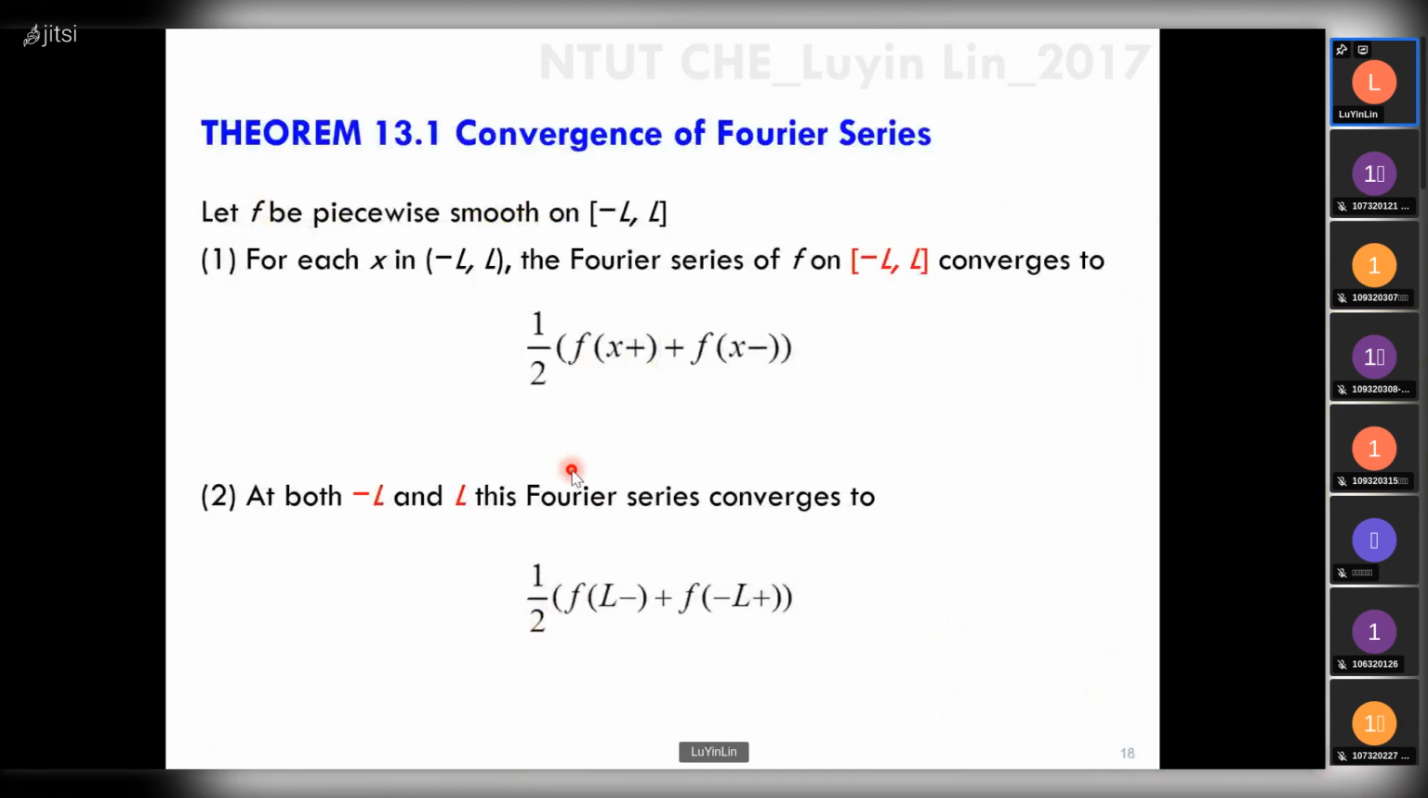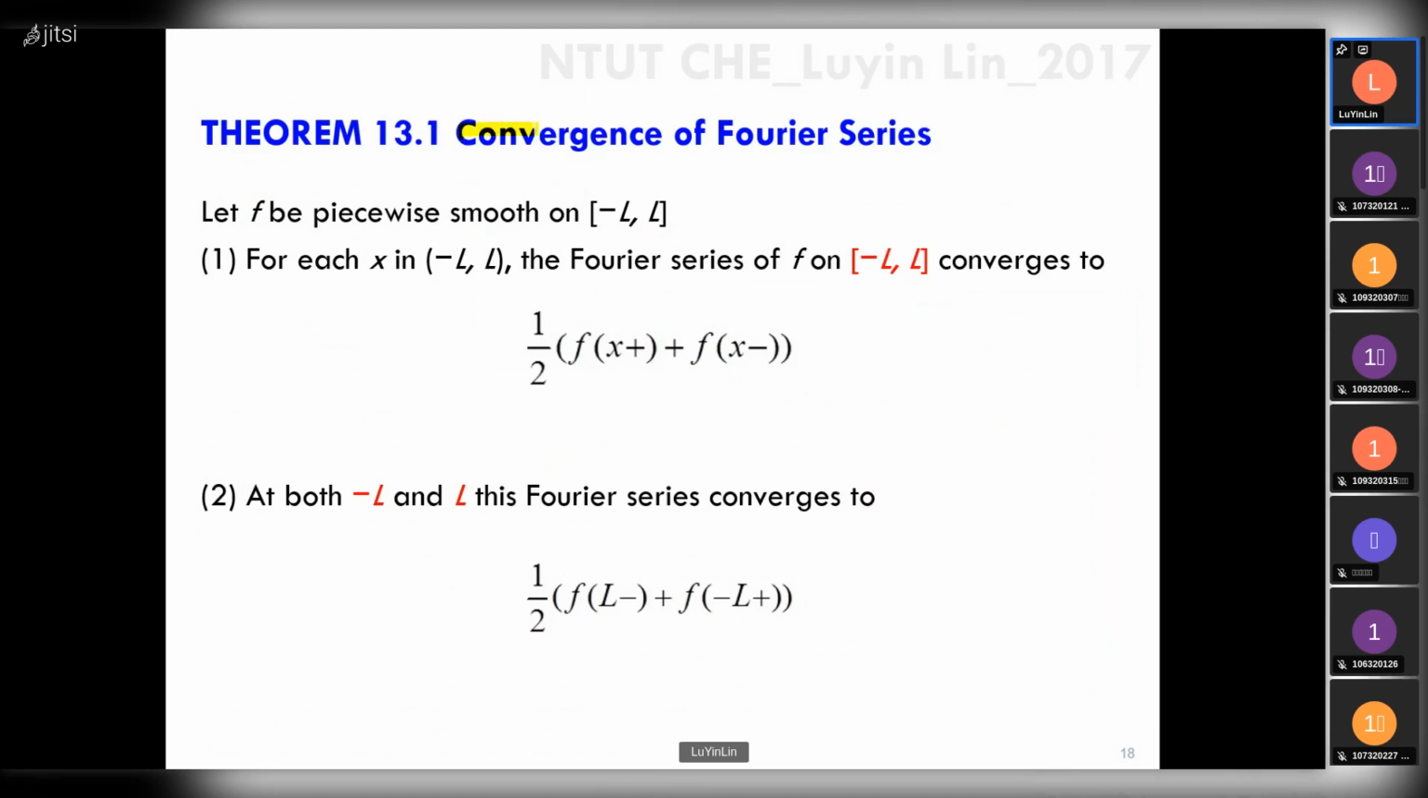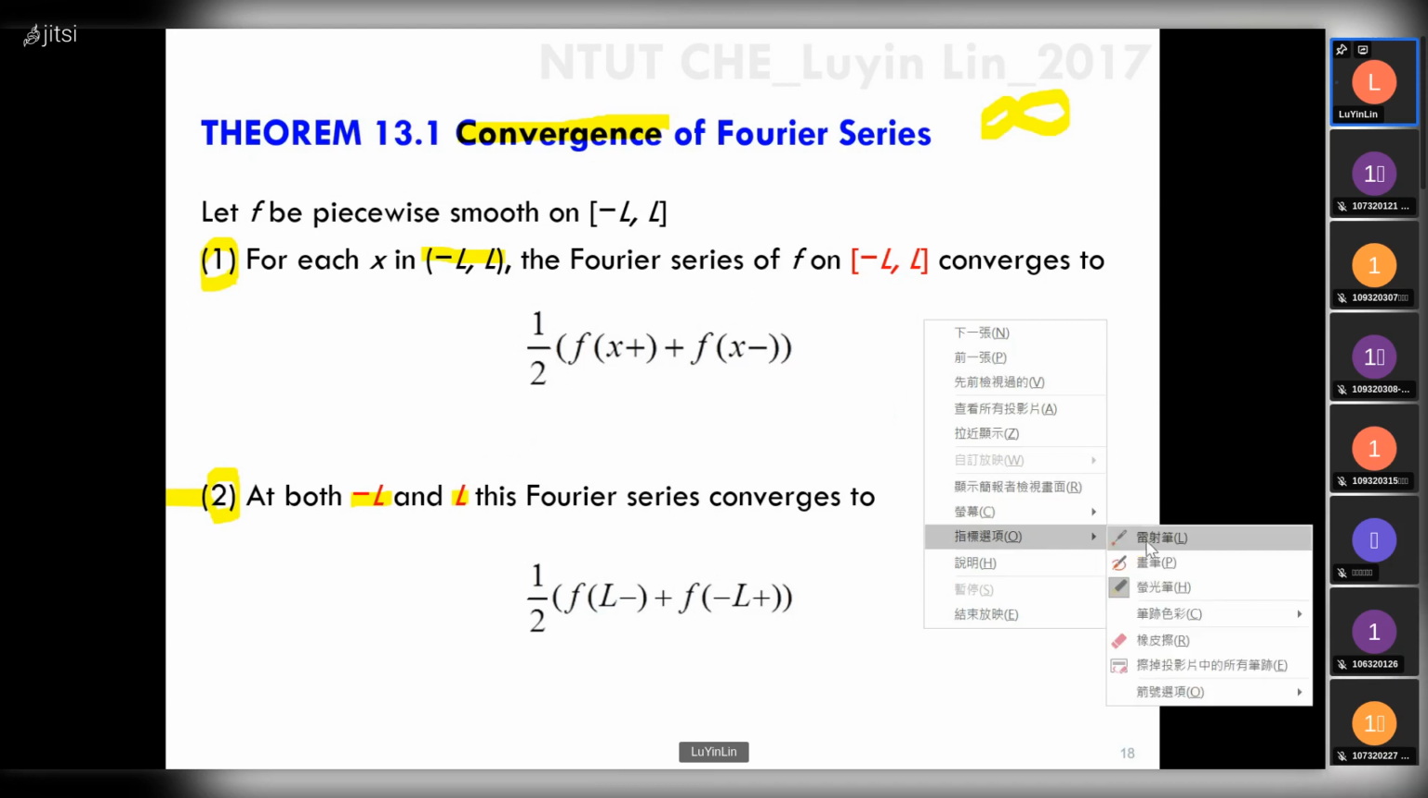The next topic is convergence of Fourier series. So for the infinite series, you can check the convergence. Firstly, there are two points. Okay. The first point is for the range from minus L to L. The second is for minus L and L. Okay. So pay attention here.